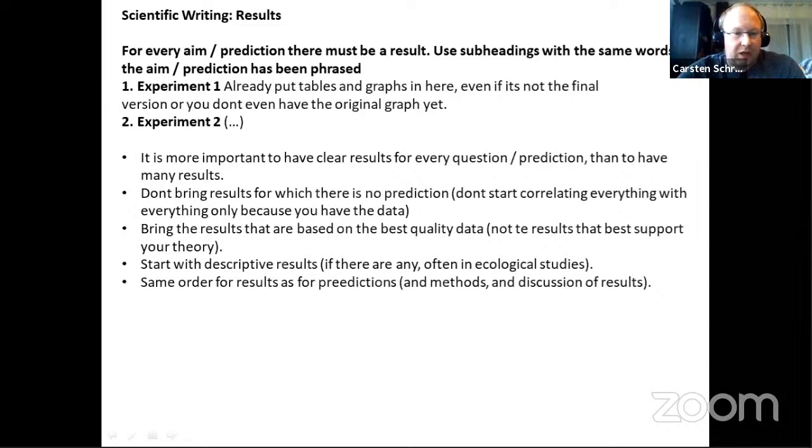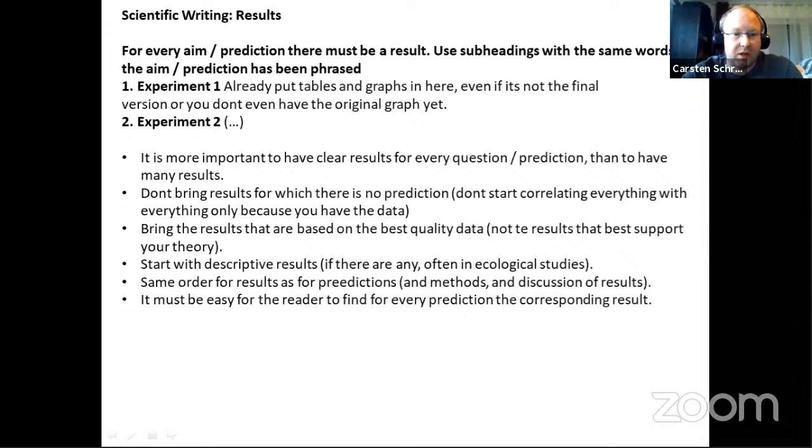Very important, and like I said already repeatedly, there should be the same order for the results as for the predictions, and the same order should also occur in the methods and in the discussion of the results. Very importantly, and this is again the same thing, it must be easy for the reader to find in the results section the results for the prediction that you outlined in the introduction.